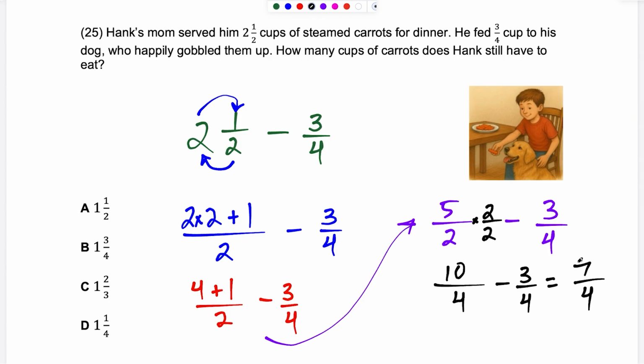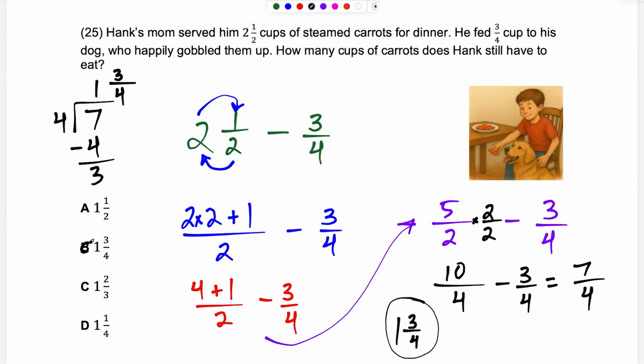But notice that 7 over 4 doesn't show up as an answer choice. So what we have to do is turn 7/4 back into a mixed number. So I'm going to do that on the side here. We have 7 divided by 4, and we could say 4 goes into 7 one time. 1 times 4 is 4. We subtract and we get 3. And our remainder 3, we could write here like this in the numerator, and our denominator is going to be our original divisor, which is 4. So this tells us that our final answer here is going to be 1 3/4, and this is going to match up with choice B.